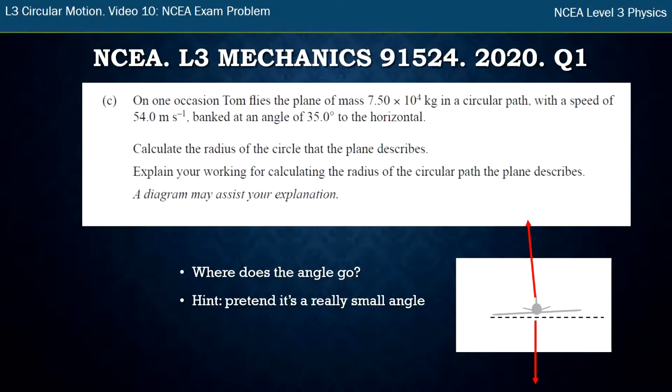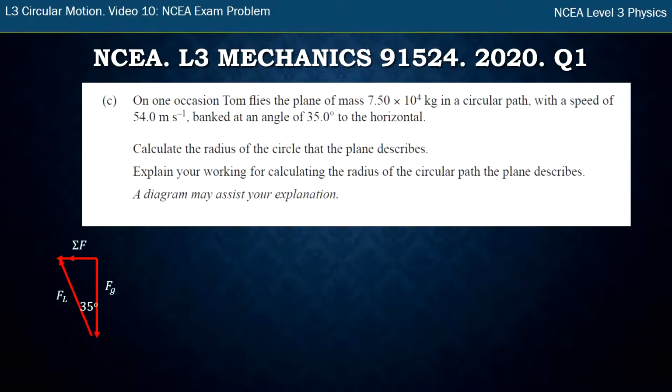Here I've redrawn it. So I've got my lift force going nearly vertical, but not quite. Then my gravity force down. Put my vector addition diagram together the same way as the last time, and look for a really small angle. And here's my really small angle at the bottom there. So that means I know on my main diagram, my 35 degrees goes at the bottom, like that. All right.